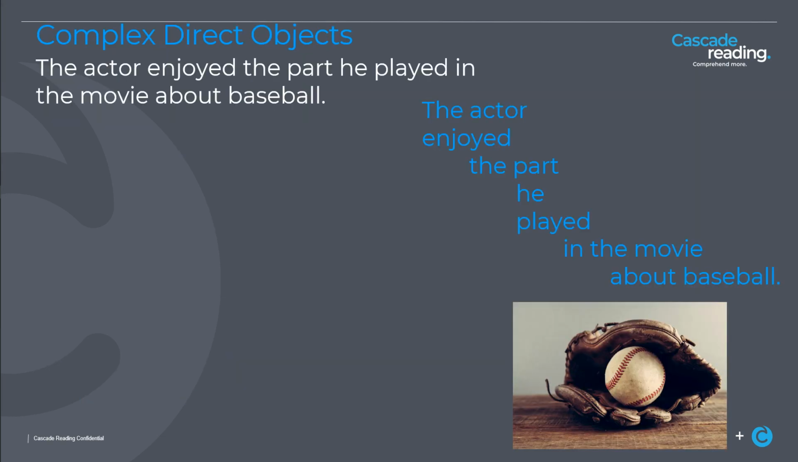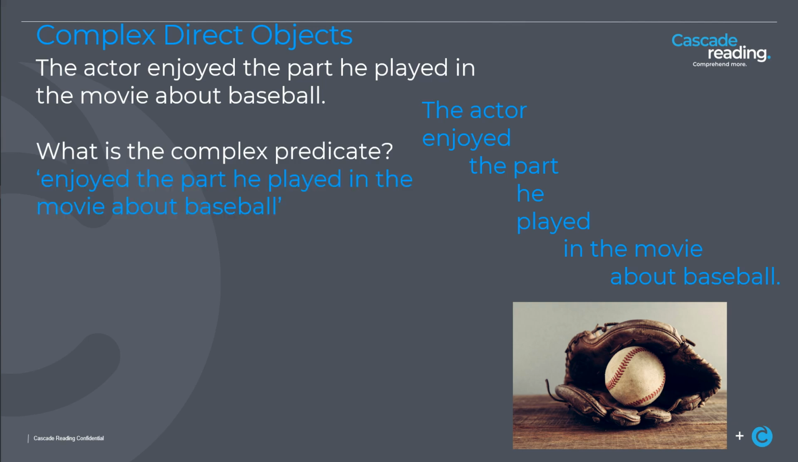Let's look at another example now. The actor enjoyed the part he played in the movie about baseball. Here, this is the cascade format, and you can see there's a lot going on. There are a lot of different indentation levels. But if we look more closely at the sentence, things will start to make more sense. What is the complex predicate of the sentence? The complex predicate in the sentence is rather long, but it is enjoyed the part he played in the movie about baseball. It's everything except for the subject, the actor.